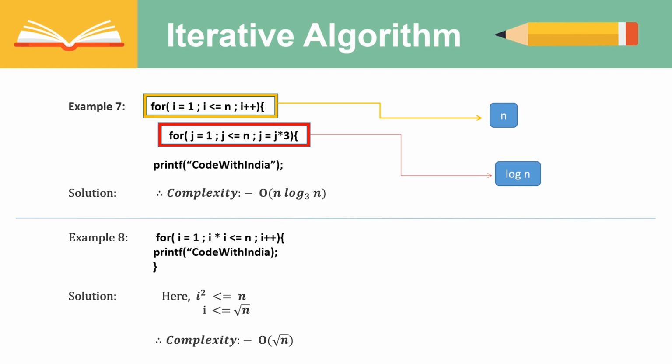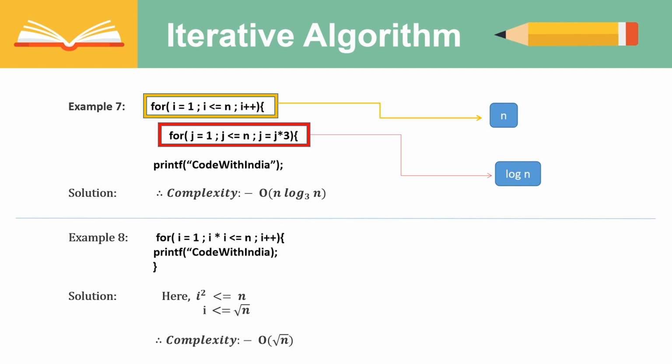In example 3, we had i = i * 2, so we got the base as 2. But here we have j = j * 3, so the base of log is 3. The final complexity of the nested loop is big O of n log base 3 of n.